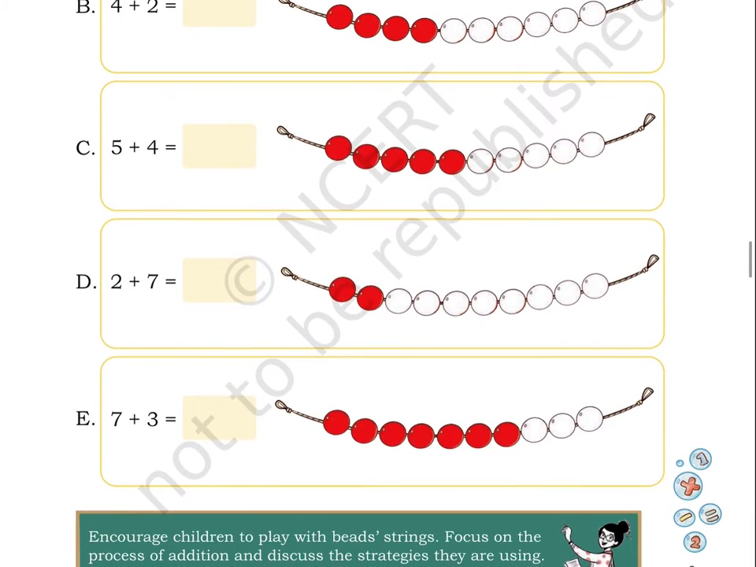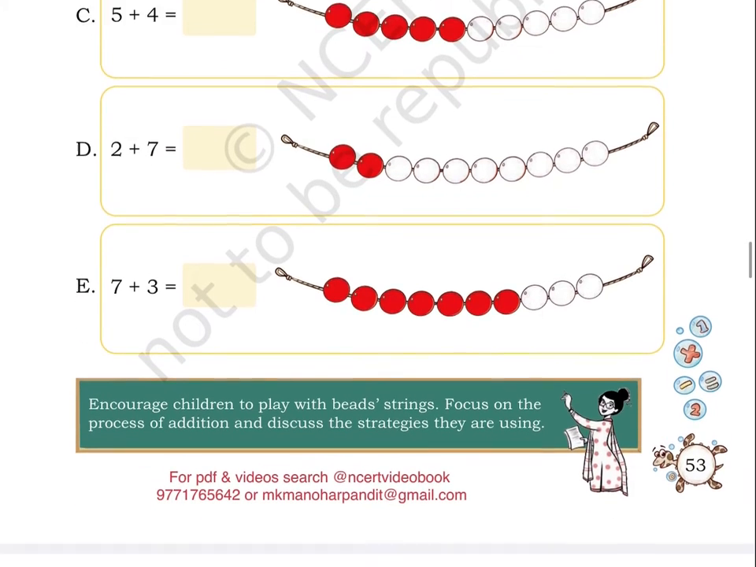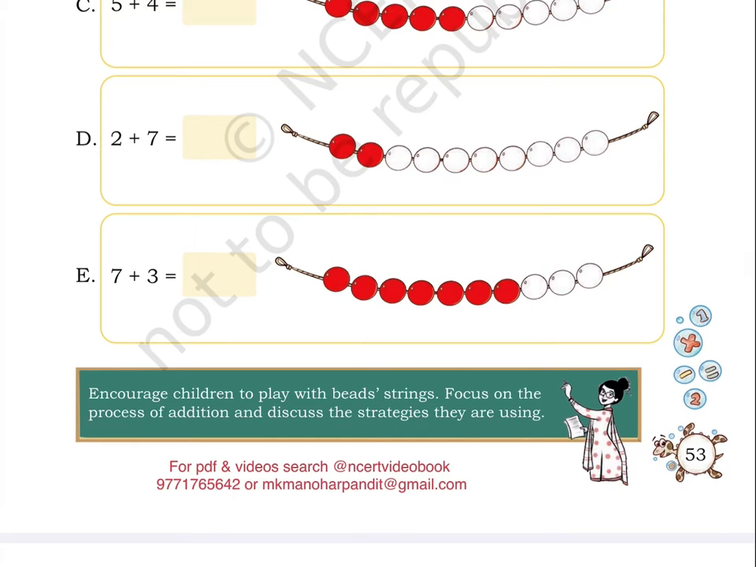C. 5 plus 4 is equal to blank. In this string, out of 10, 5 beads have been colored. D. 2 plus 7 is equal to blank. In this string, out of 10, 2 beads have been colored. E. 7 plus 3 is equal to blank. In this string, out of 10, 7 beads have been colored.